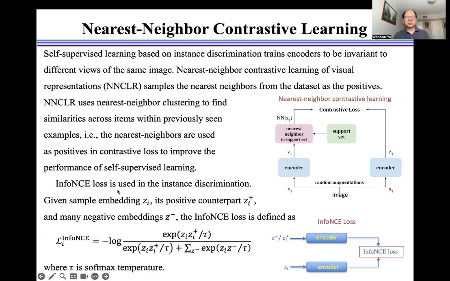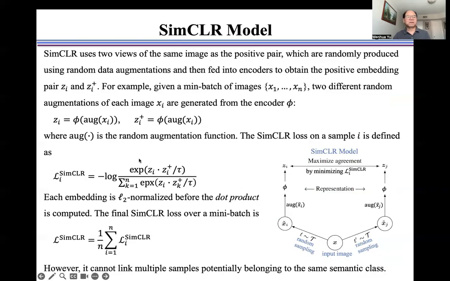InfoNCE loss is used in instance discrimination. Given a sample embedding Zi, a positive counterpart Zi plus, and many negative embeddings Z minus, the InfoNCE loss is defined as here and explained in this figure, where tau is a softmax temperature. SimCLR uses two views of the same image as the positive pair, which are randomly produced using random data augmentations, and then fed into encoders to obtain the positive embedding pair Zi and Zi plus.